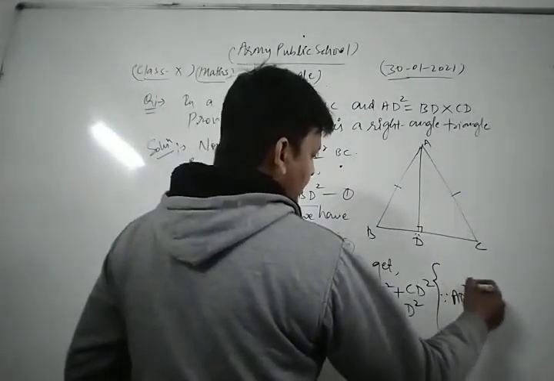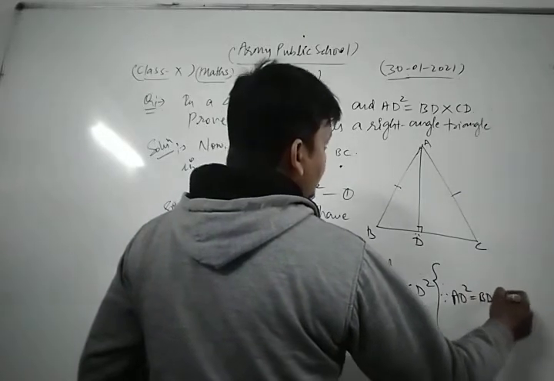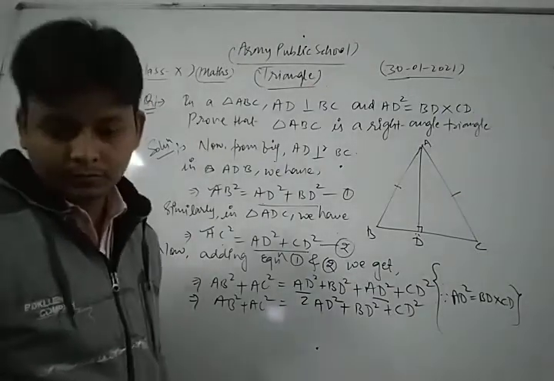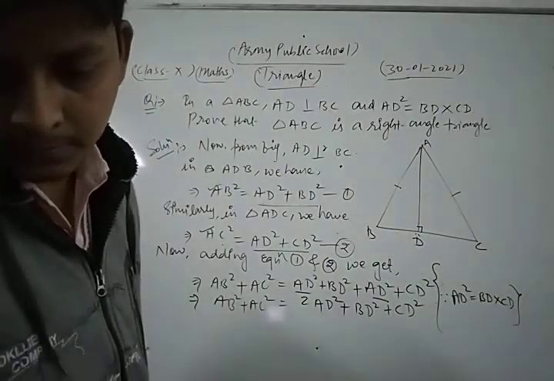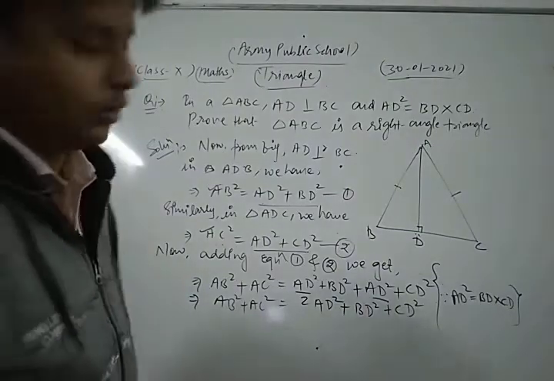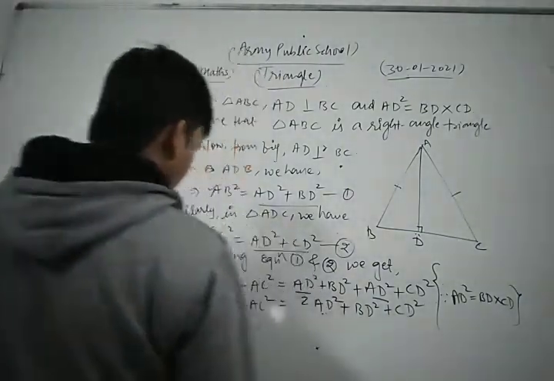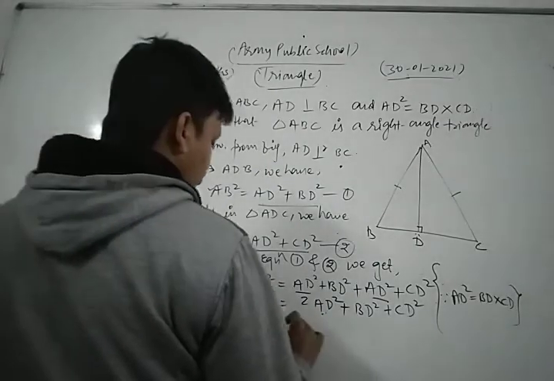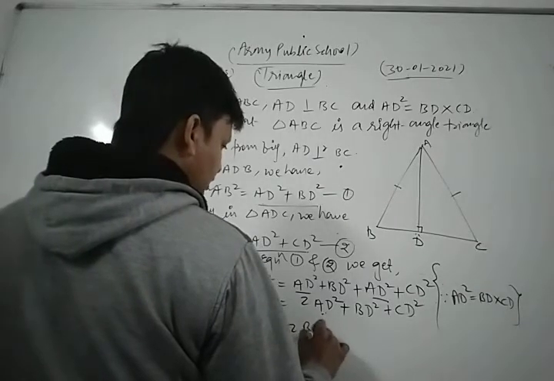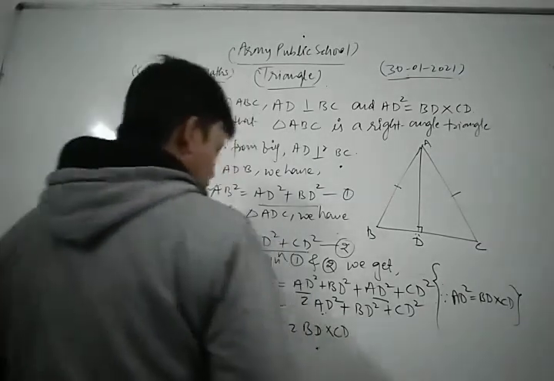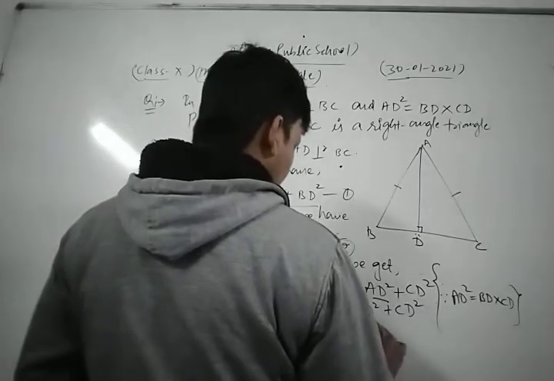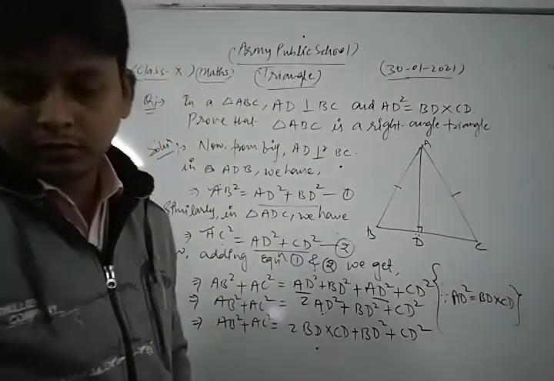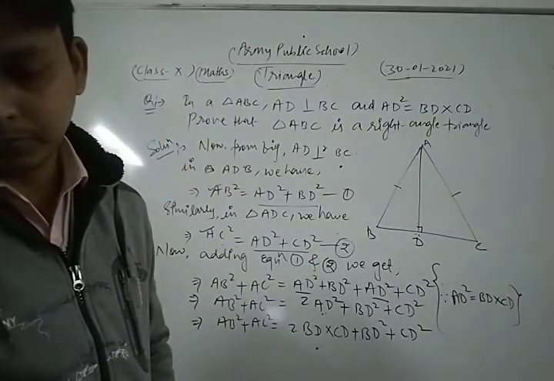Now we have AD square is equal to BD into CD. We have to put the value of AD square. So we get AB square plus AC square is equal to 2 times BD into CD plus BD square plus CD square.